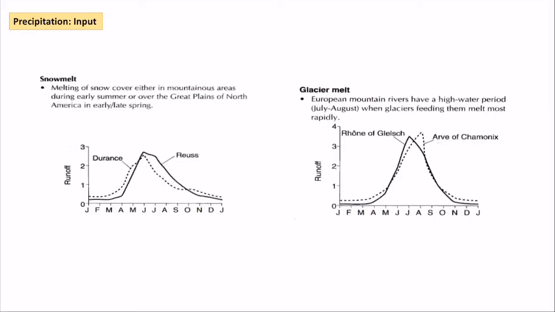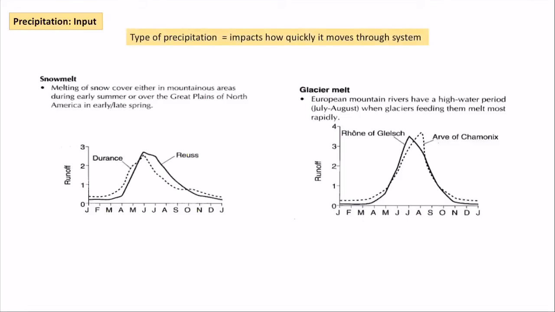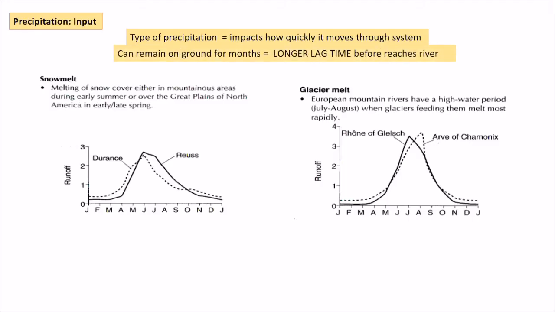We can see this in examples of discharge and river regime charts. It shows you here that it depends on what type of precipitation you're getting in the area and how that will move around the rest of the system. As I said, the longer it's on the ground, the longer it takes before it gets into the river.